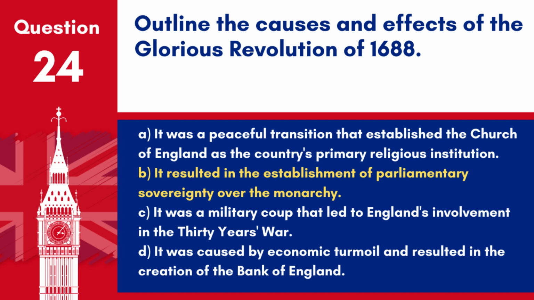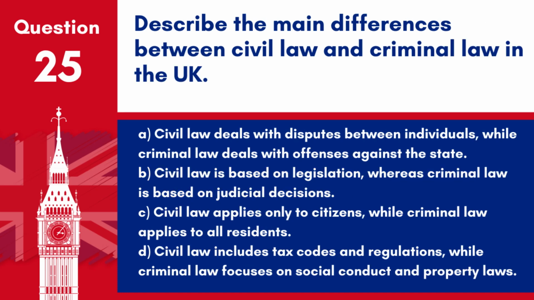The Glorious Revolution is noted for its role in establishing constitutional monarchy in England, marking a shift towards parliamentary rule and away from absolutist monarchy. Question 25. Describe the main differences between civil law and criminal law in the UK.